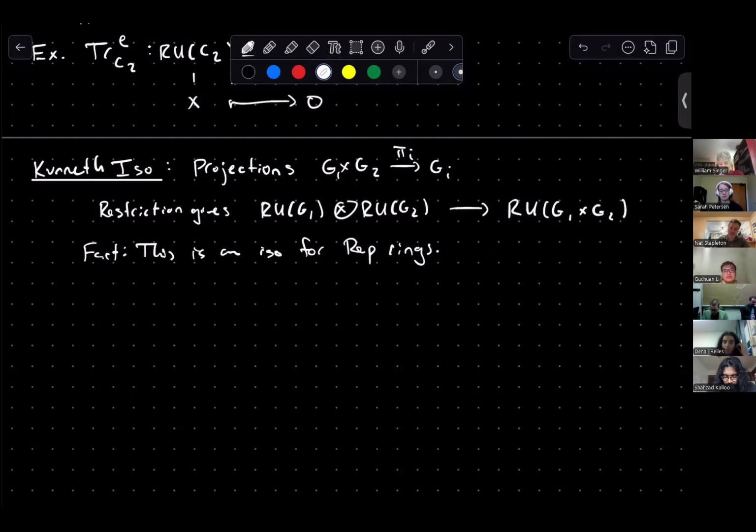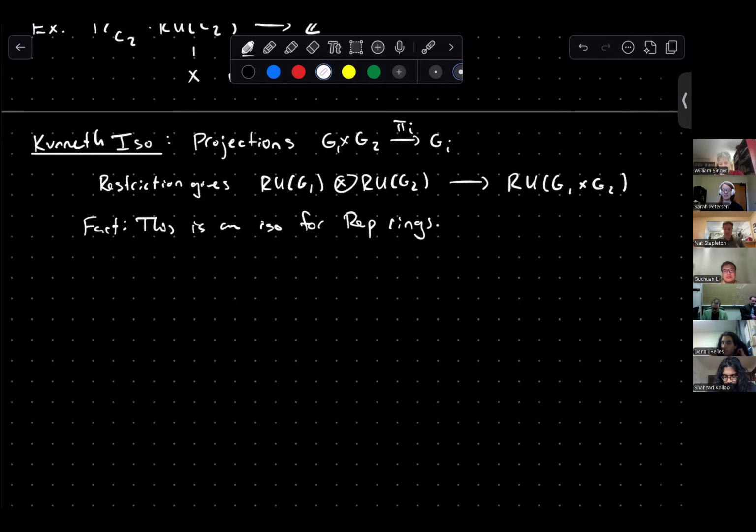And that's the next big section, which is another structure carried by the representation ring, which is not part of one of the axioms for a global Mackey functor or a global Green functor or any of the other global functors that I'm going to talk about, but is a really important structure carried by all of the things that I'm going to talk about.